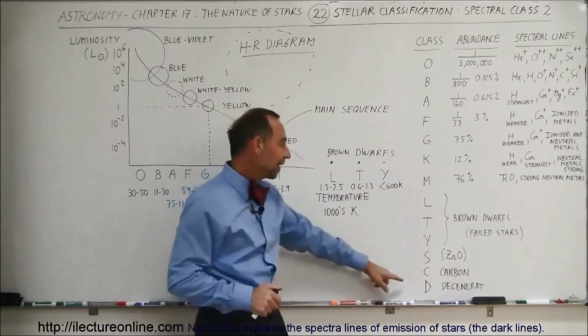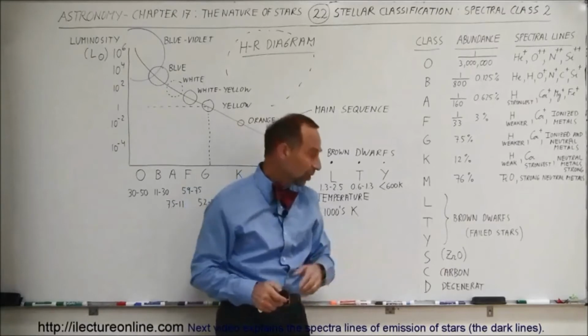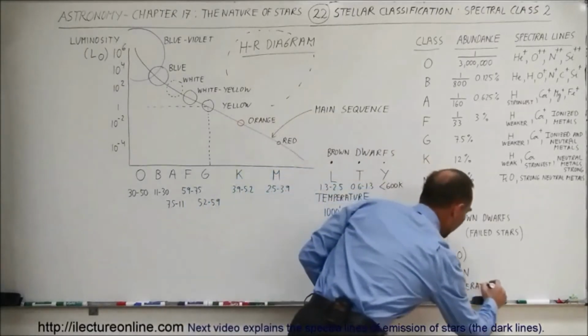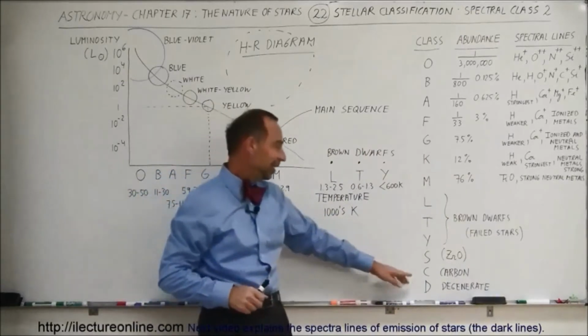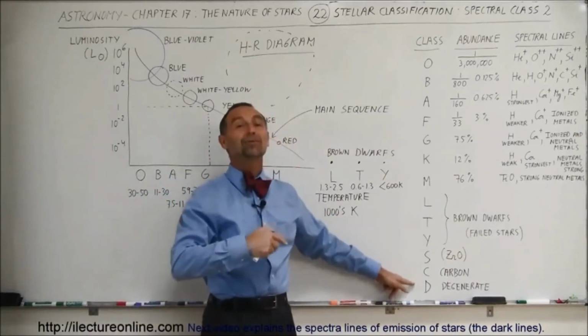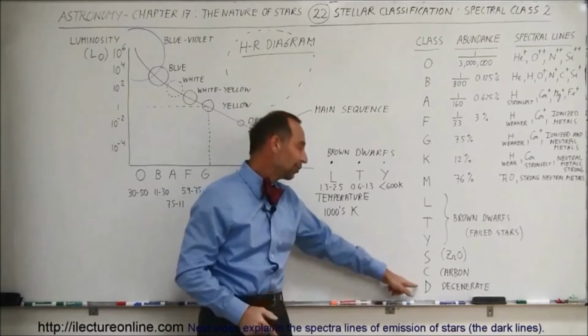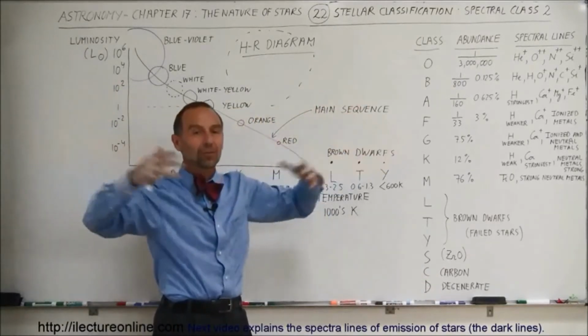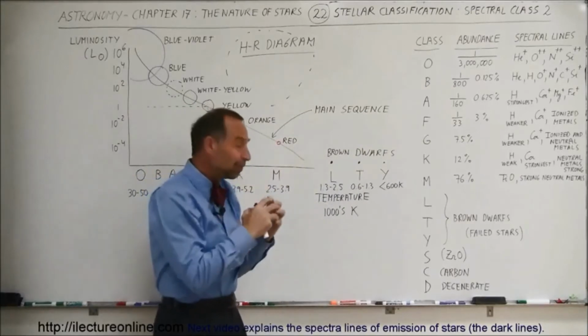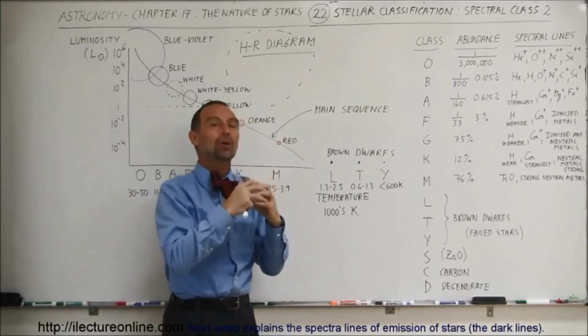And finally, we have what we call the degenerate stars, and I think I'm missing an E right here. The degenerate stars are what we call the white dwarfs. When all the outer layers have been spewed out, what's left there is simply the core, the dying core of a star.